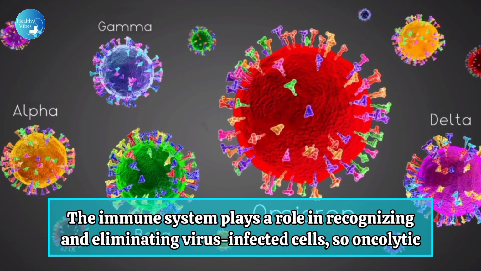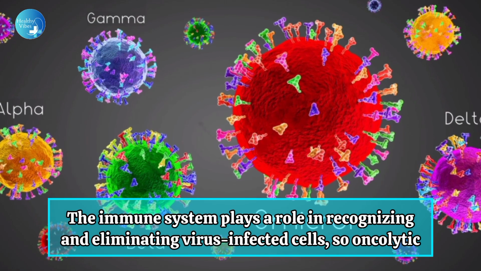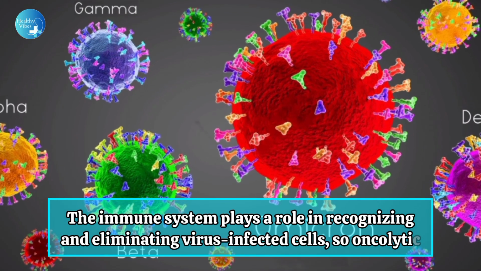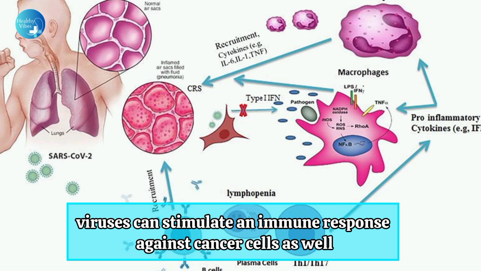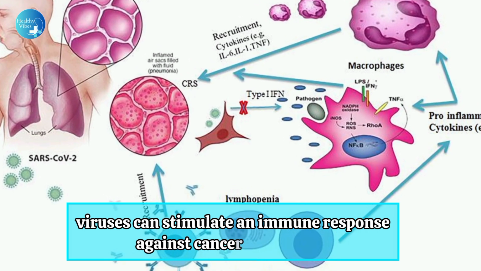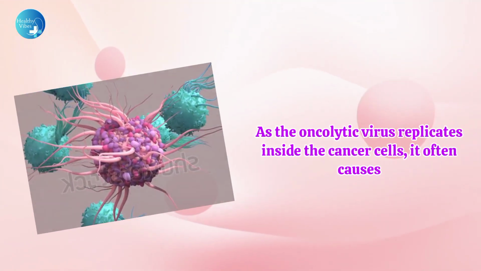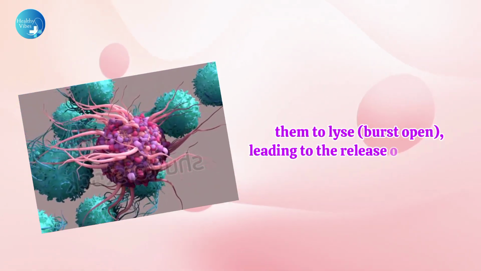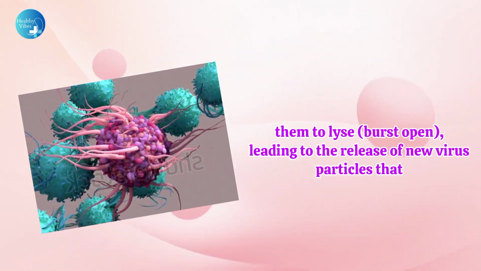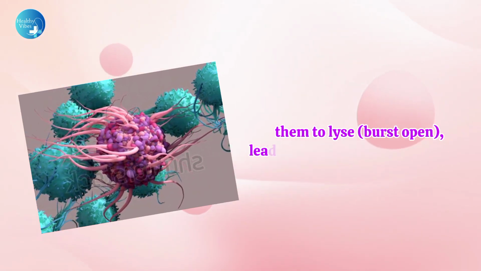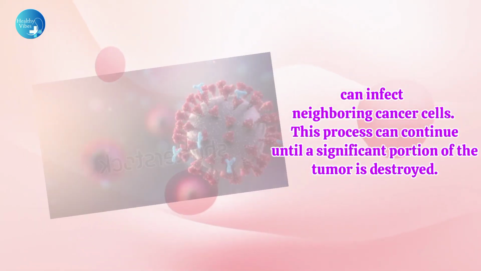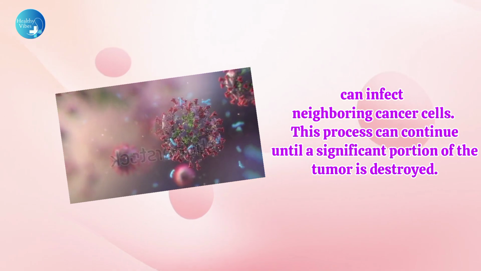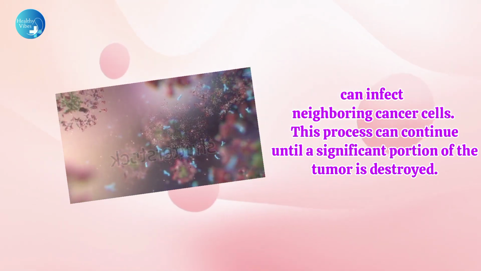The immune system plays a role in recognizing and eliminating virus-infected cells, so oncolytic viruses can stimulate an immune response against cancer cells as well. As the oncolytic virus replicates inside the cancer cells, it often causes them to lyse, or burst open, leading to the release of new virus particles that can infect neighboring cancer cells. This process can continue until a significant portion of the tumor is destroyed.